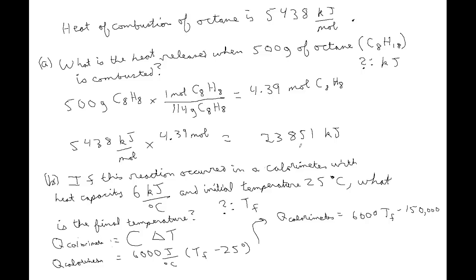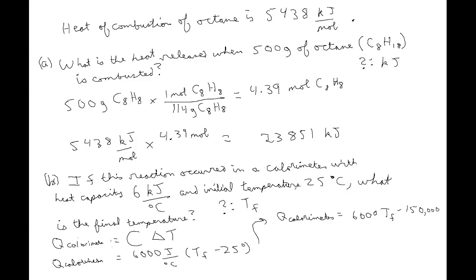Now I added 150,000 to both sides, and you would just divide by 6,000 to get the final temperature. Well, let's not forget to write down the equation. So what's the new equation you get when you add 150,000 to both sides? 150,000 is equal to 6,000 TF. Now it looks like there was a mistake there because you lost this variable. It sounds like what you should really have is Q calorimeter plus 150,000 on the left-hand side, right?